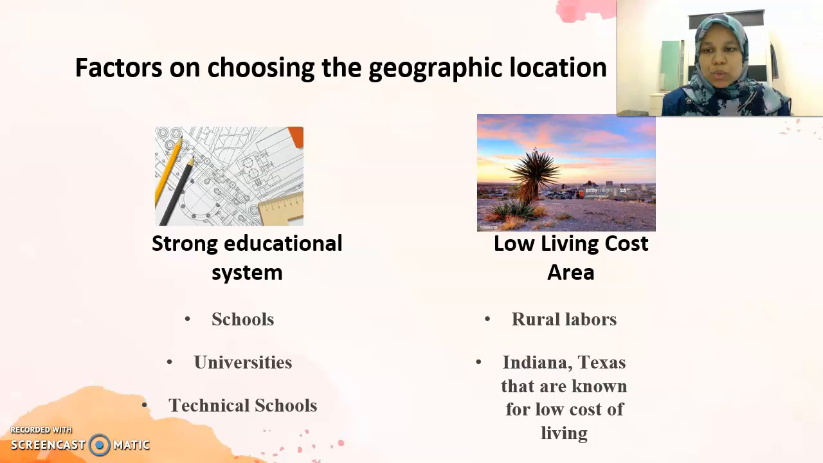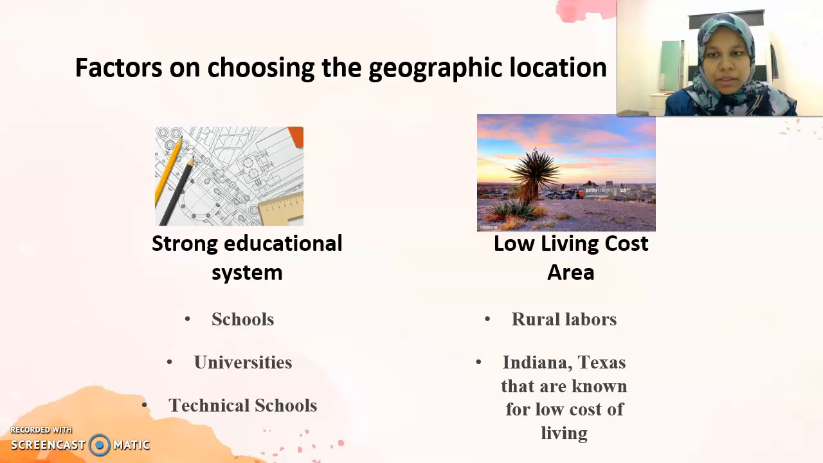So I have chosen two main things, which are a strong education system and a low living cost area. According to the case study, they need around 150 labours initially, and they need a sufficient quantity and quality of labours, where they change their mission to visually appealing, which needs a strategy on designing the product. So I've chosen a strong educational system and a low living cost area.